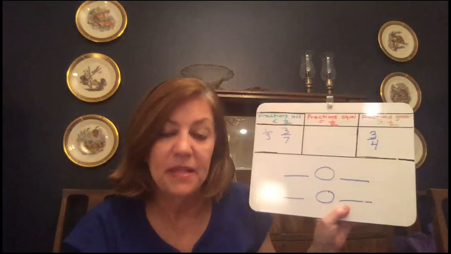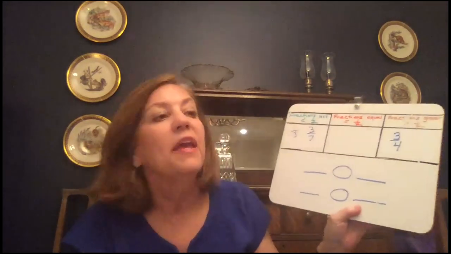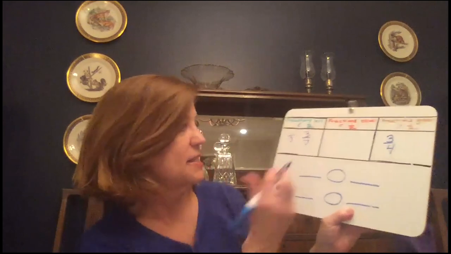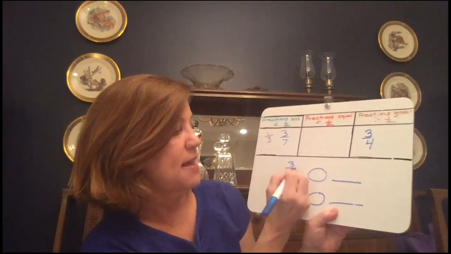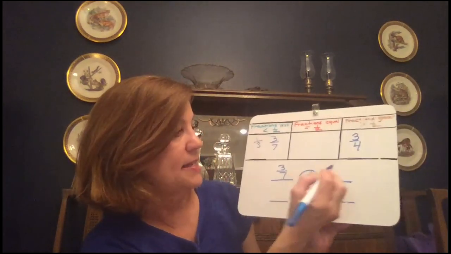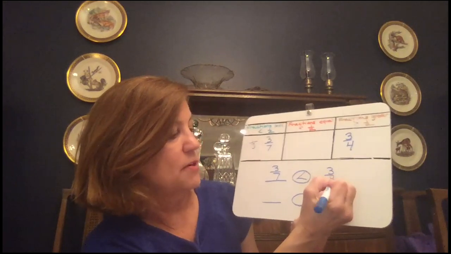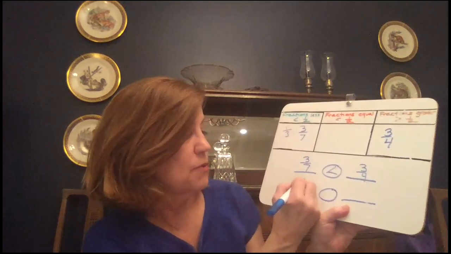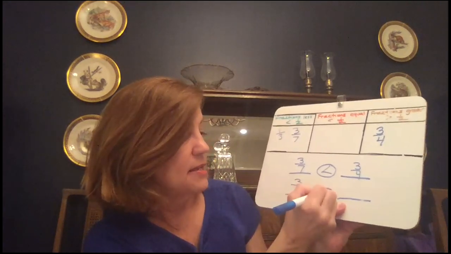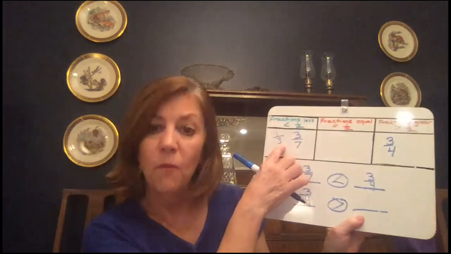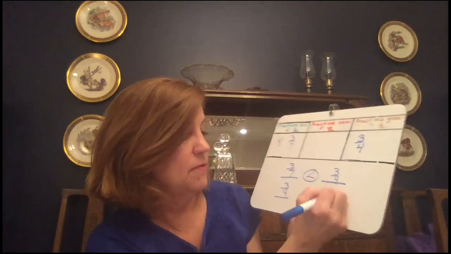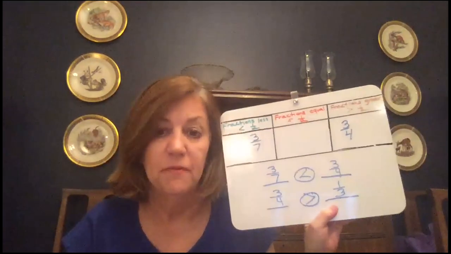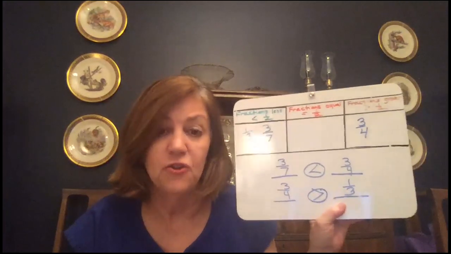Then we could even take some of these fractions and write sentences with them. So I could say 3/7 is less than 3/4, and that would be true. Or I could say 3/4 is greater than 1/3, and that would be true. And in just a few minutes, you're going to be writing some true sentences yourself.